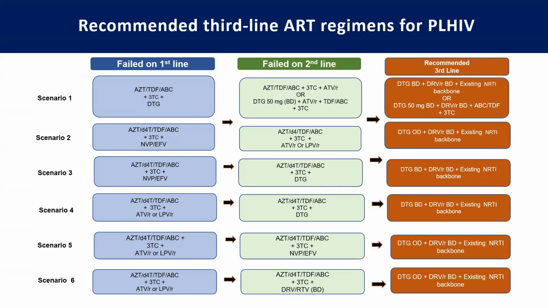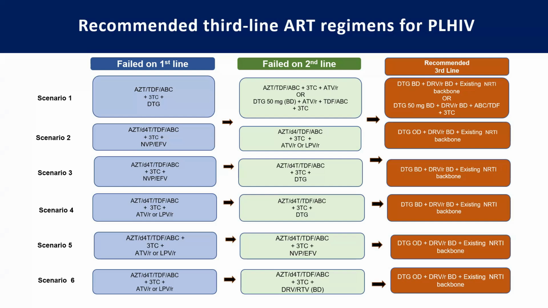Third scenario, patient on again an NRTI based first line. The second line here was DTG based, a different class NRTI with DTG as the second line. And here the third line will be DTG BD dose as the patient is already exposed to DTG in the second line. So DTG 50 mg BD with DRVR BD with existing NRTI backbone. Fourth scenario, PI based first line with DTG based second line. Here again, third line will be DTG 50 BD with DRVR BD and existing NRTI backbone.